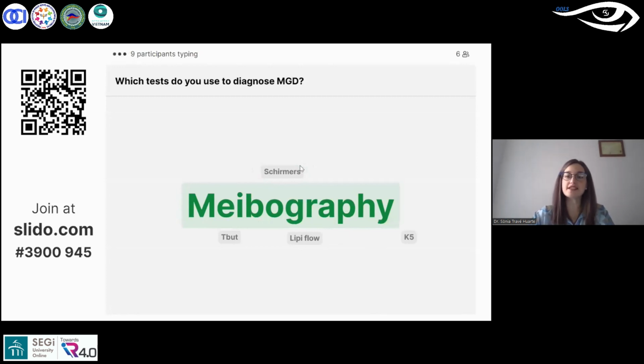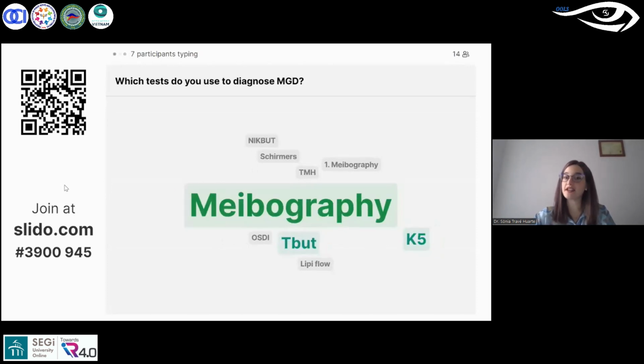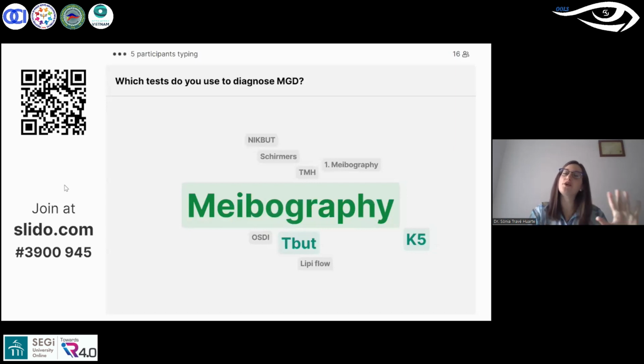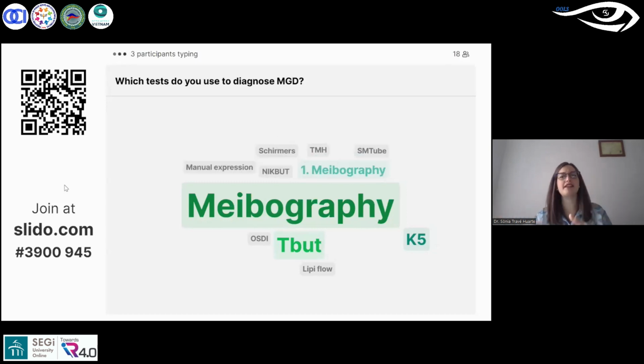So we have Schirmer's, okay. We have the breakup time, which is good. Breakup time could be done ideally non-invasively. LipiFlow, okay, that would be a treatment for Meibomian gland dysfunction. That's good. Tear meniscus height, interesting. Tear meniscus height will help us understand if it's more an aqueous deficiency type versus a more evaporative type. Breakup time again. Yeah, that's good. K5 is a device that actually does plenty of tests.